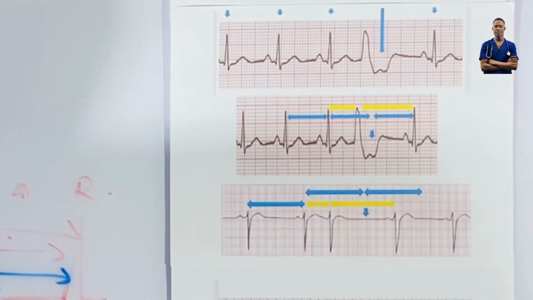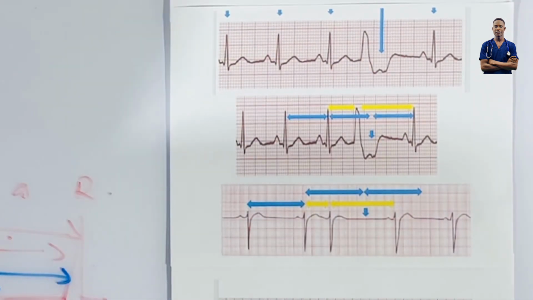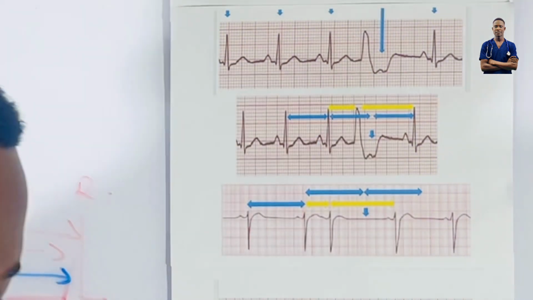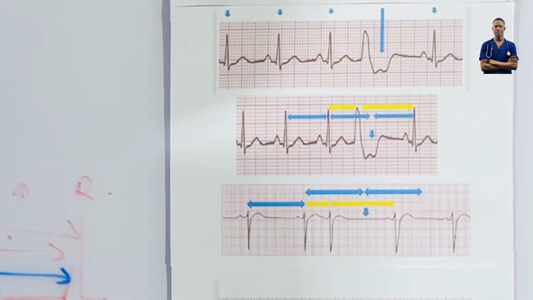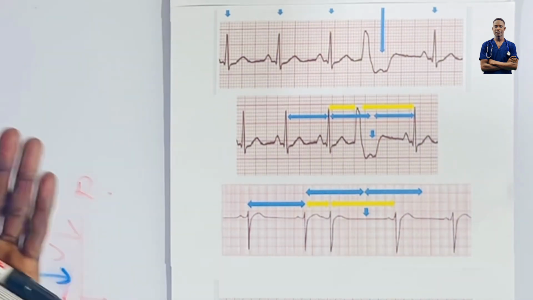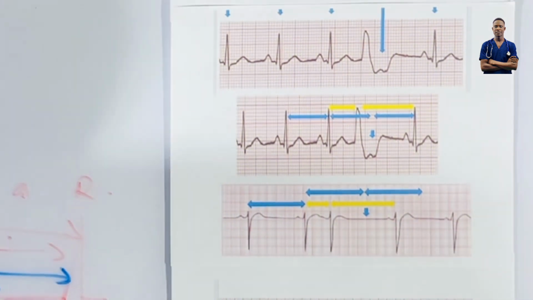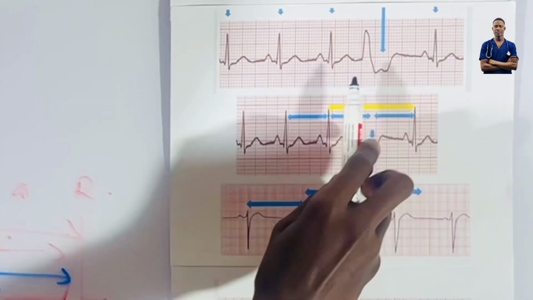Now, looking at this, sometimes the shape of the QRS complex makes it very easy for us to know it's abnormal, and sometimes it is very difficult for us to know it's abnormal unless we use the distance between what? The RR intervals. Are you clear with it? Now, this is very easy for us to know.